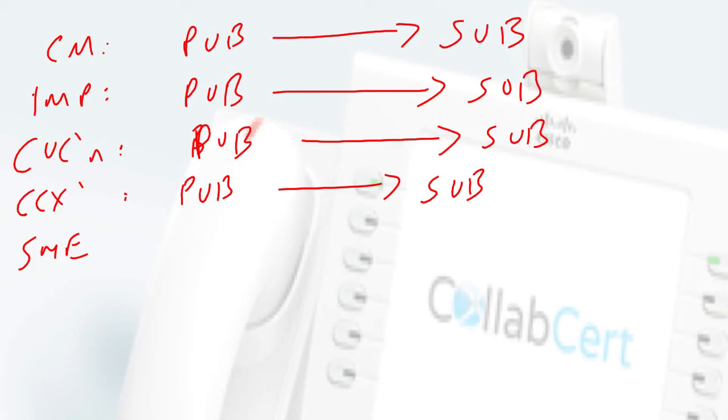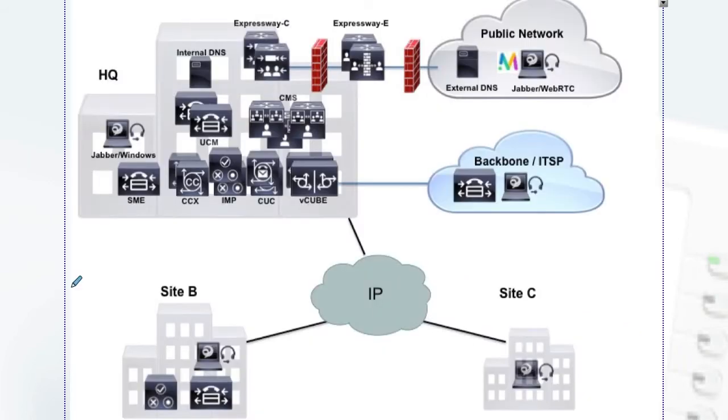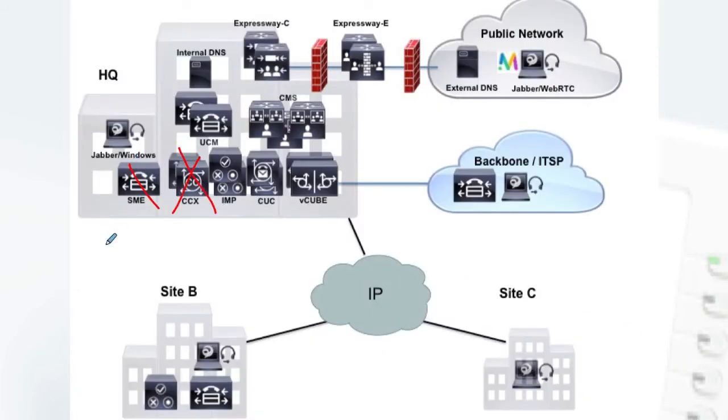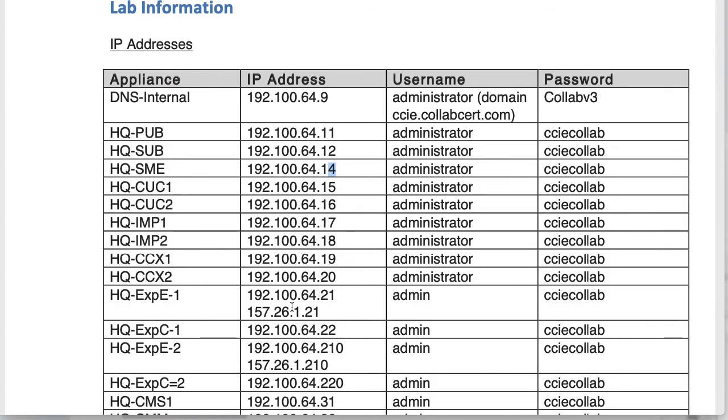So if we go back to this, we dealt with the contact center, the SME, the IMP, the Unity, and the core managers. Let's take a look at some of the other appliances, or virtual machines. We have this Windows 10 box over here, with Jabber 12.5 running on Windows 10. The IP address of that one, now it's not on the server, it's our data traffic.